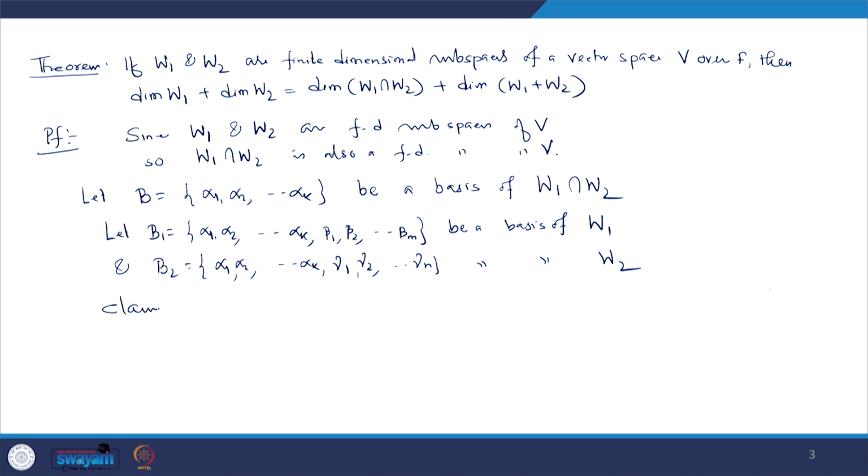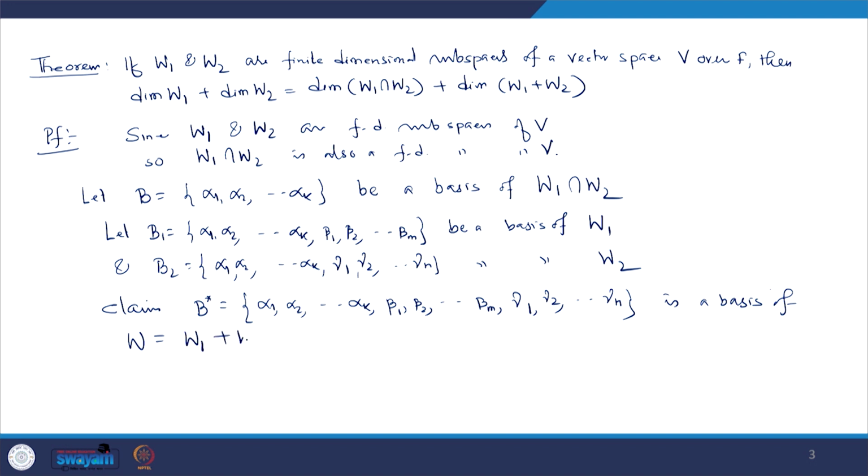Claim: B star, which is equal to alpha 1, alpha 2, alpha k, beta 1, beta 2, beta m, gamma 1, gamma 2, gamma n. Claim: this is a basis of the sum of subspaces W1 and W2, that is W equal to W1 plus W2 please.